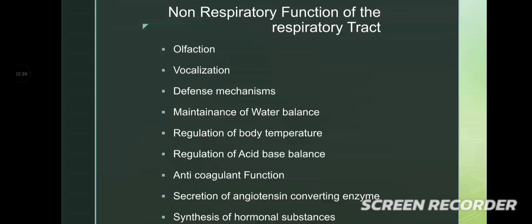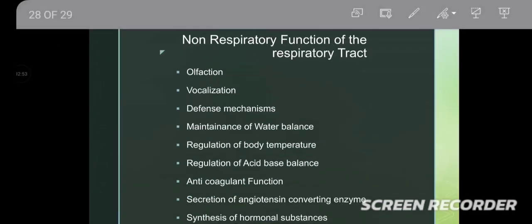Then it also contains mast cells. There are mast cells that are found in the lungs. So these mast cells, they secrete what? Heparin. And we know that heparin is an anticoagulant and prevents the intravascular clotting. Hence its anticoagulant function because of the mast cells that secrete heparin.